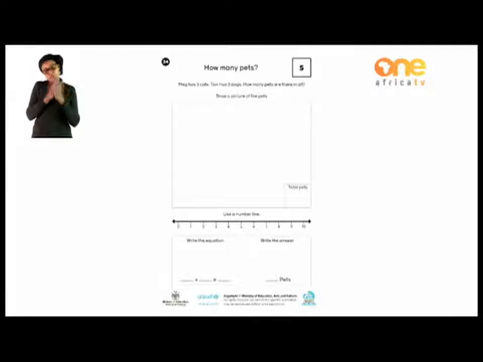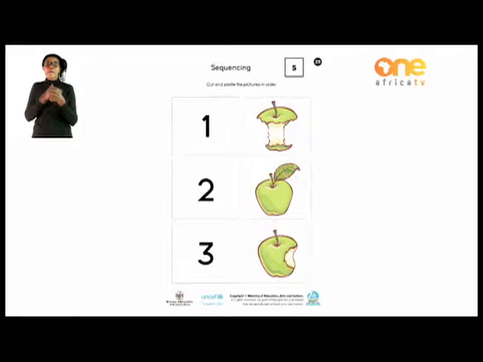Page 25. Sequencing. What is sequencing? Sequencing is numbers or things that are placed from the biggest to the smallest or from the smallest to the biggest. So let's see.